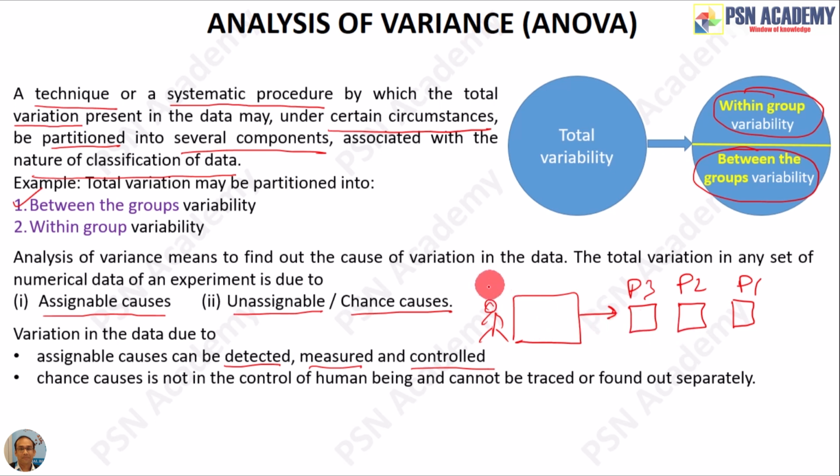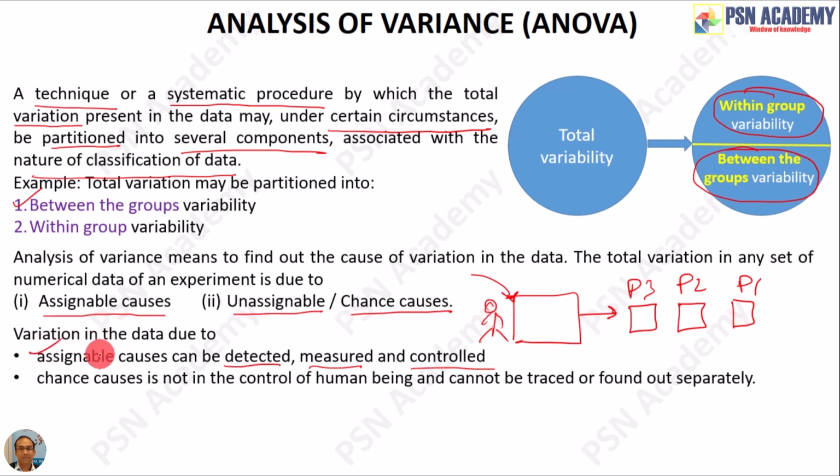Or there may be some voltage fluctuation going on inside, which is actually hampering the performance of the machine, and we can see that the voltage stabilizer is not working properly, and for that reason the machine is not working properly. So we can detect these causes and we can try to rectify them so that the variation can be minimized. So these causes are assignable causes.